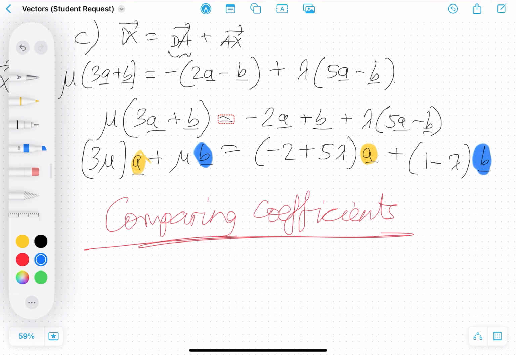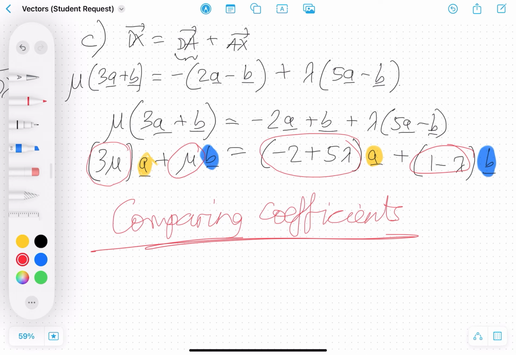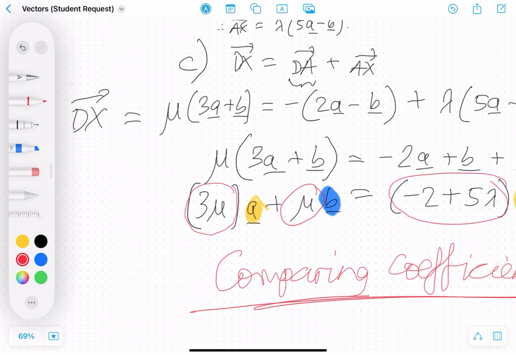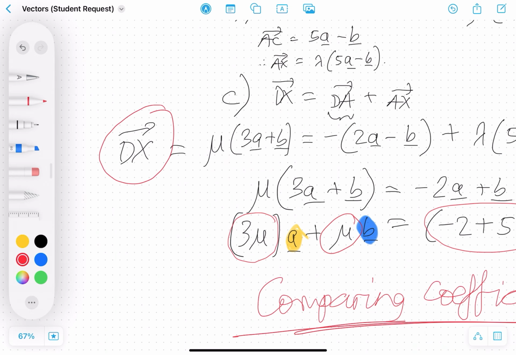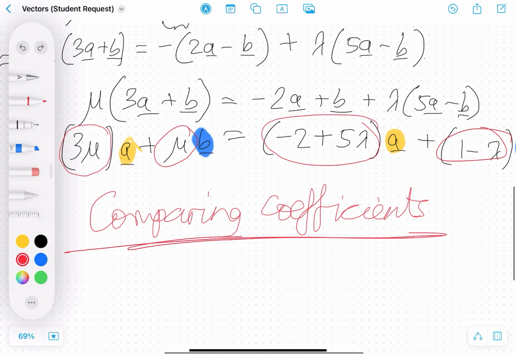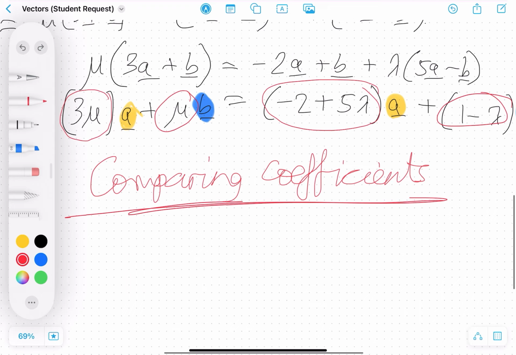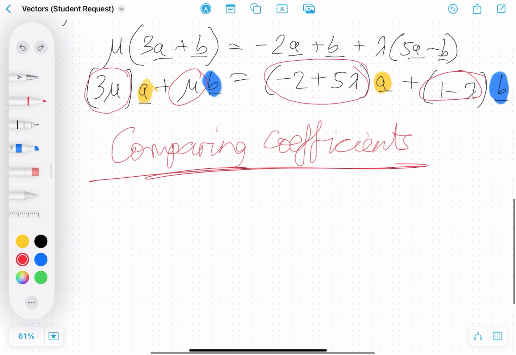And what that tells us is that 3 mu is equal to negative 2 plus 5 lambda, and similarly, mu is equal to 1 minus lambda. Because only if they are equal will the vectors be the same, and only if they are equal will we get two vectors that give us the same DX. Remember, this is the same vector. So what we're doing here is comparing coefficients, or equating coefficients. And this is how you would solve this tricky vectors question.